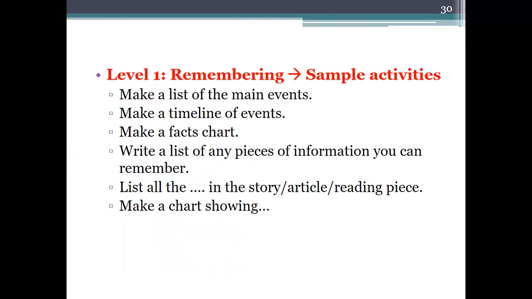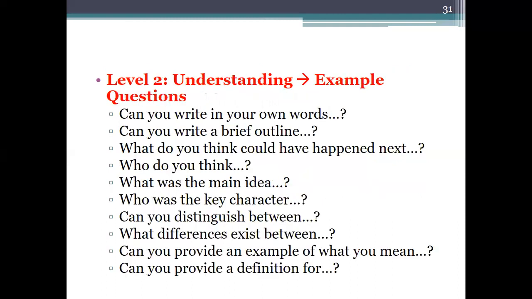Activities for this easy, simple, and low level of learning, the starting level of learning, that is remembering: make a list of the main events, make a timetable of events, make a fact chart, make a list of any pieces of information you can remember from the story, article, or reading piece, make a chart. Again, these are based on simple questions and on the previous knowledge and facts that you have in your brain.